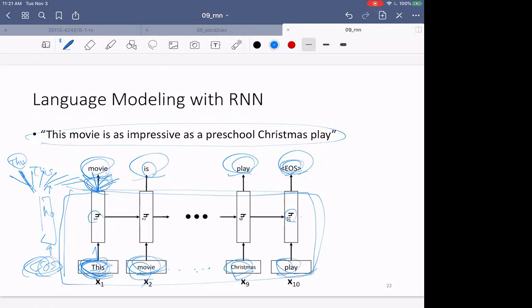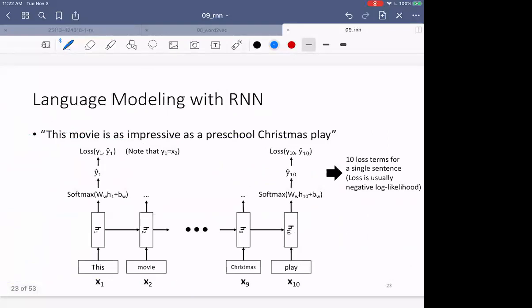And then you keep accumulating that probability at each time step. So probability of choosing this at T0, probability of choosing movie at T1. And then you just take them and multiply them. You multiply them, and that's how you get the probability of seeing your entire sequence, this movie. Right. All right, so moving on.